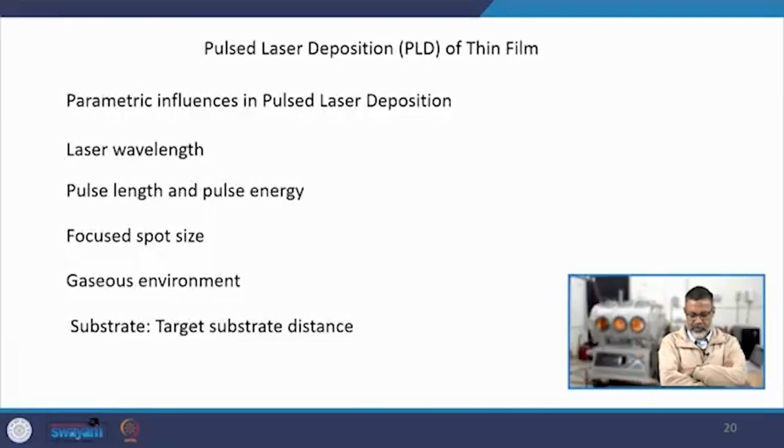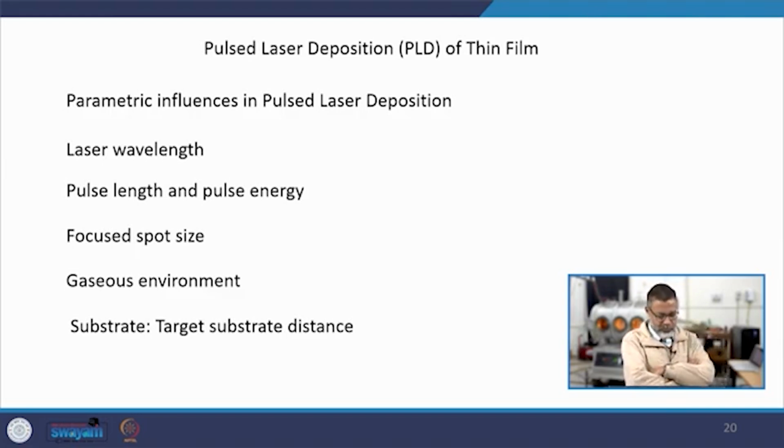Now, we will discuss the different parameters which were also discussed initially. Let me discuss again, because, as I have told you, laser wavelength is a very important parameter. Mainly we use UV wavelength, because if you want to deposit semiconductor or insulator thin films which have a very large or wide band gap.